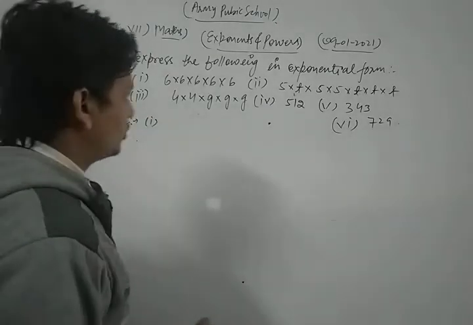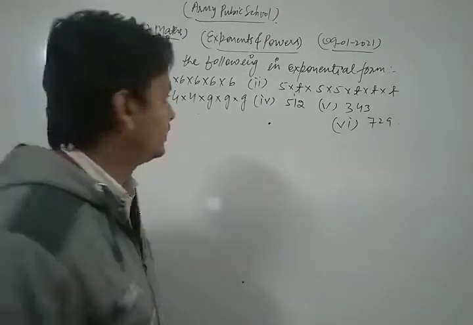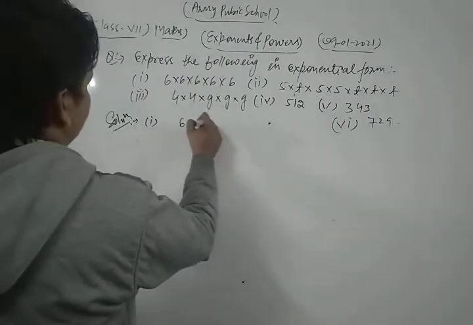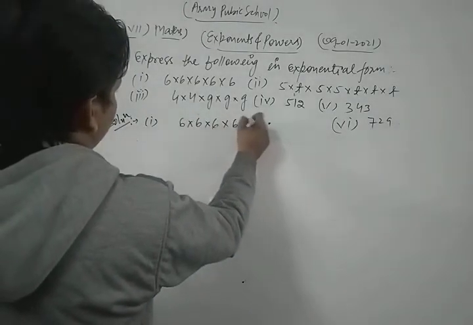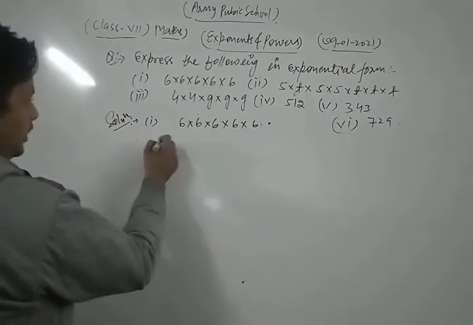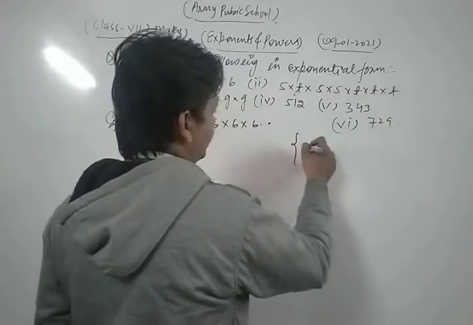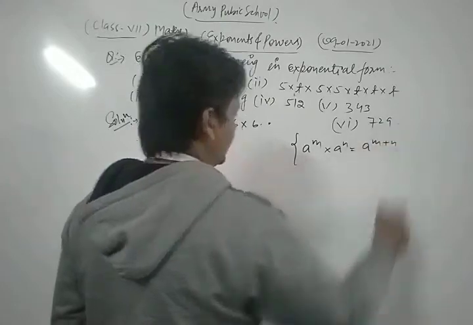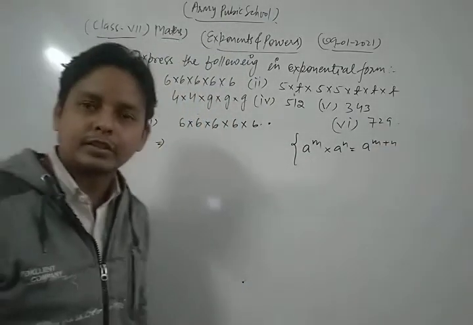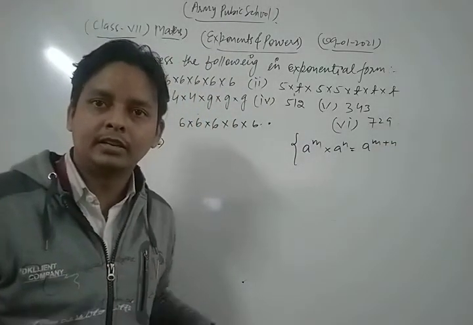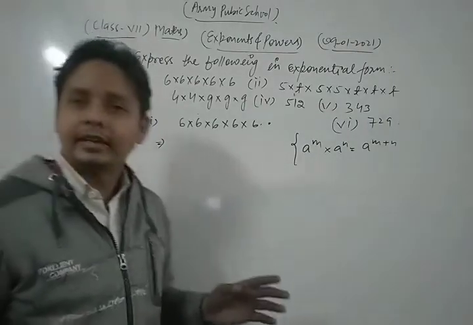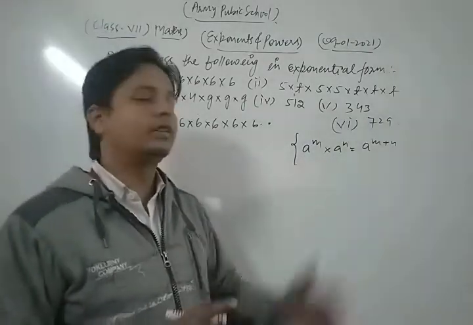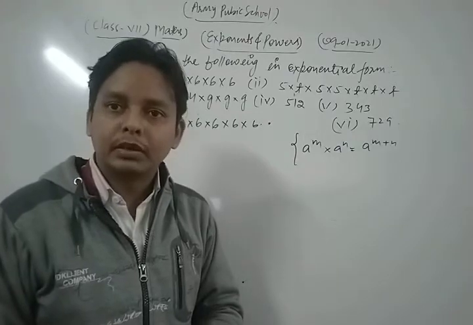First of all, we take the first part of this question, which is 6 into 6. Now let's see. Since we know that 8 power m into 8 power n, we write 8 power m plus n. This is a very important law of exponents, which I just discussed. So it means, dear friends, that if the bases are the same, then the powers are added.